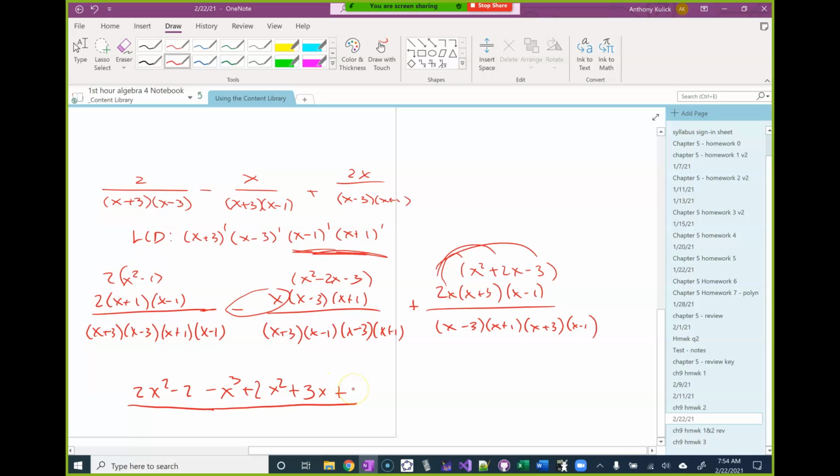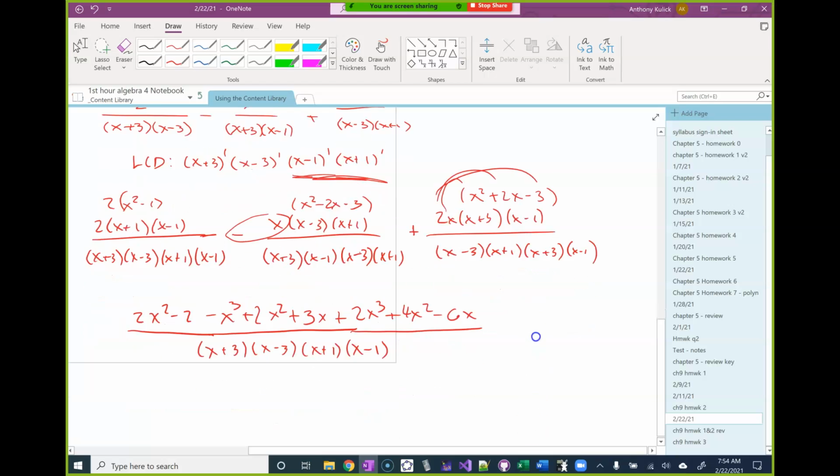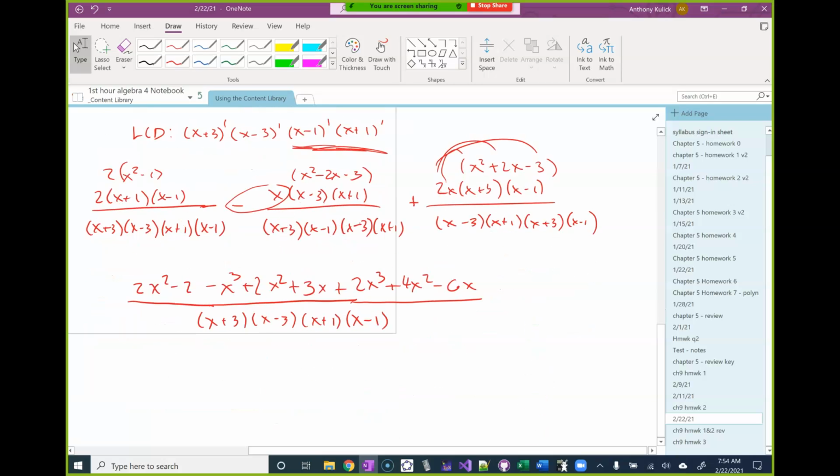So that's going to give me plus 2x cubed plus 4x squared minus 6x. And then the denominator there is still the same thing. Still doing okay, Walter? Yeah. Okay.